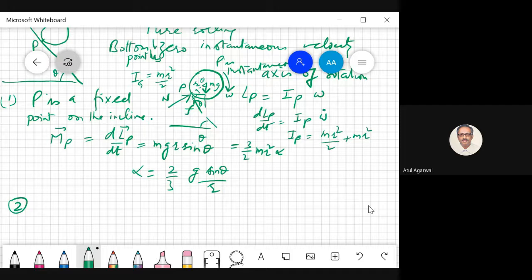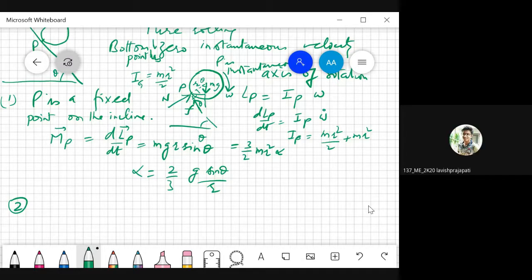Look, this is at this point of time, number one. Number two, P is a fixed point on the incline. I have not taken it on the cylinder. I can take P anywhere. There is no restriction. All right.